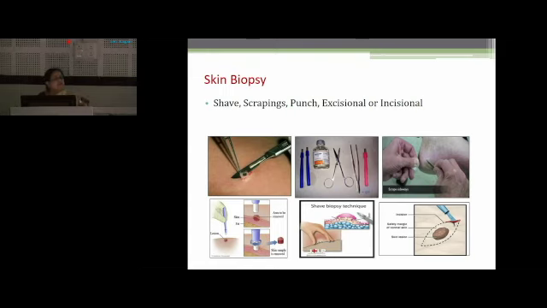The most popular technique used for inflammatory dermatosis is punch biopsy. Punches are available in different sizes and their selection depends on the type of the lesion, size of the lesion, and also age of the patient.